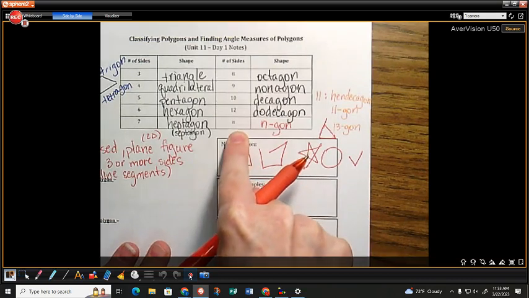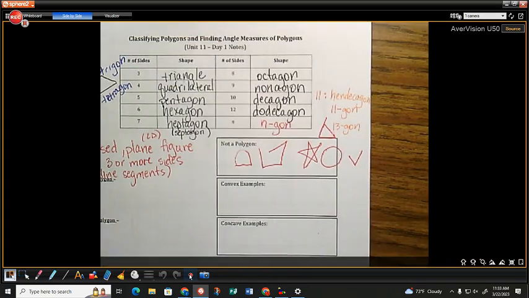Why does it have to be n? For number of sides. Can it be x-gon? You could use the letter x, but just be aware that the standard format that mathematicians use for the number of sides of a polygon is n. And so you're going to see that on all of our stuff, is the n for the number of sides. Okay?